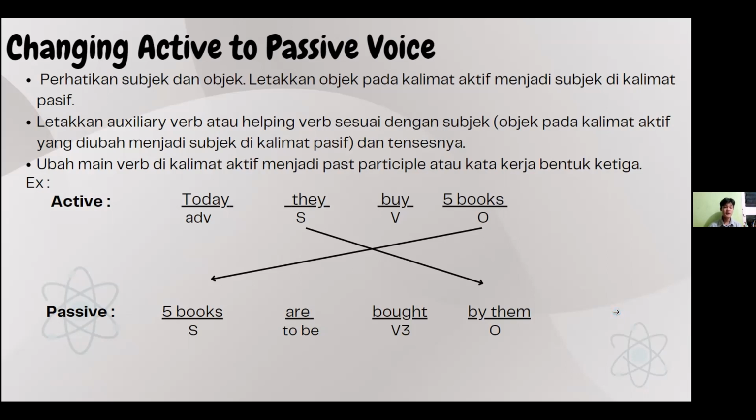In this example, we have two types of sentences. First is the active sentence and the passive sentence. In the active sentence, we have the example: today they buy 5 books. The subject, they, we have to change in the passive sentence to by them, and the object of the active sentence, 5 books, we have to change to become the subject in the passive sentence.